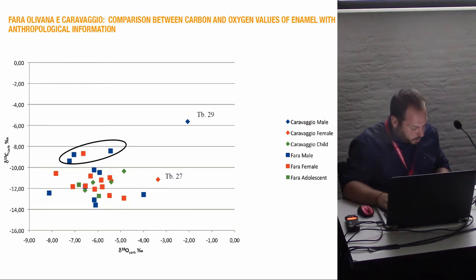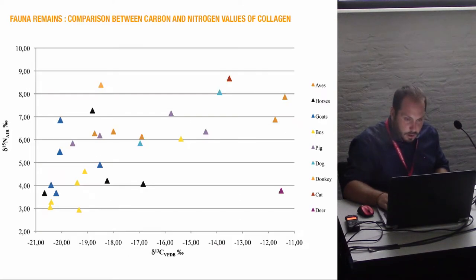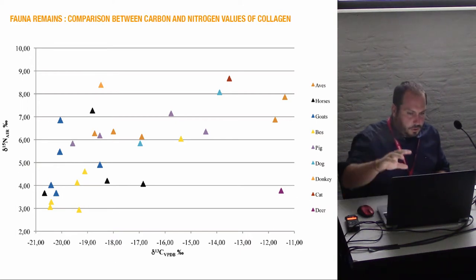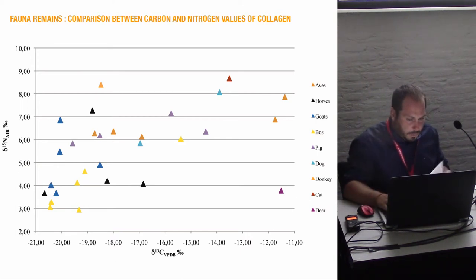Only four individuals had a mixed diet based also on C4 plants. We also selected faunal skeletal remains, collected from six sites in the proximity of the cemetery. This material comes from an unpublished site and was kindly given by the Sovrintendenza. And as you can see, we have very various values for the fauna.